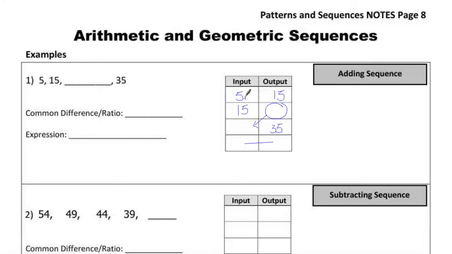What can we do to get from 5 to 15? Well, the pattern is increasing, and it's not increasing by very much, so I'm going to be adding. 5 plus 10 is 15, and I have to follow that same pattern.